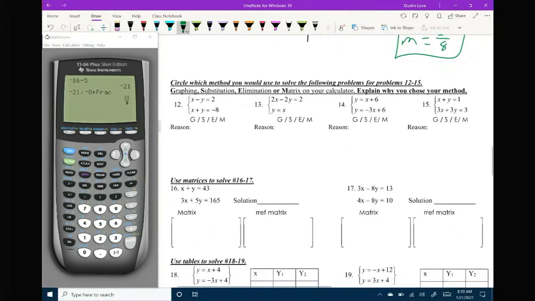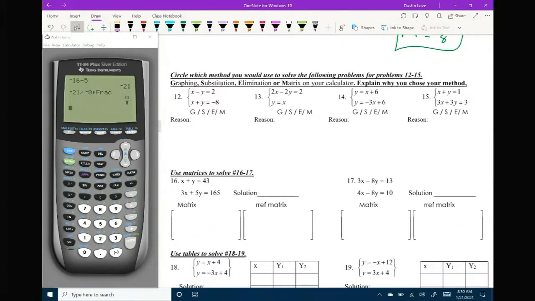For 12 through 15, we're not solving on these, we're just writing what we would prefer to use. Now, whenever I look at number 12, I see x's, y's, and then x's, y's equals constants. That means I'm going to be in either elimination or matrices. I actually prefer matrices of the two, but if you want to do elimination, more power to you. The reason for that is both are in standard form.